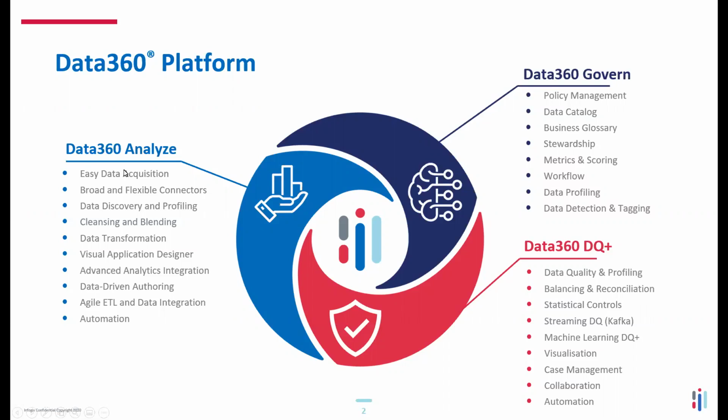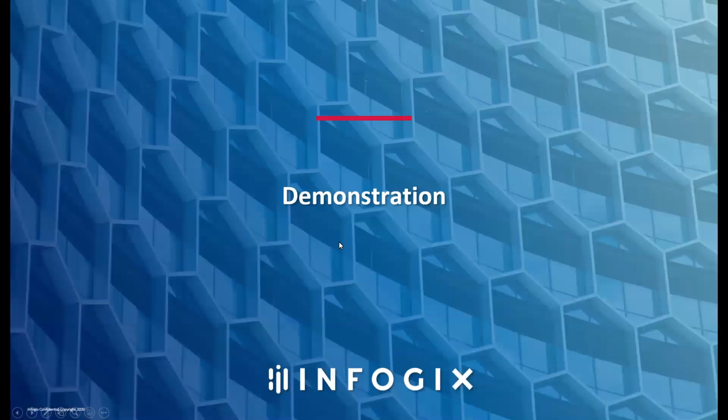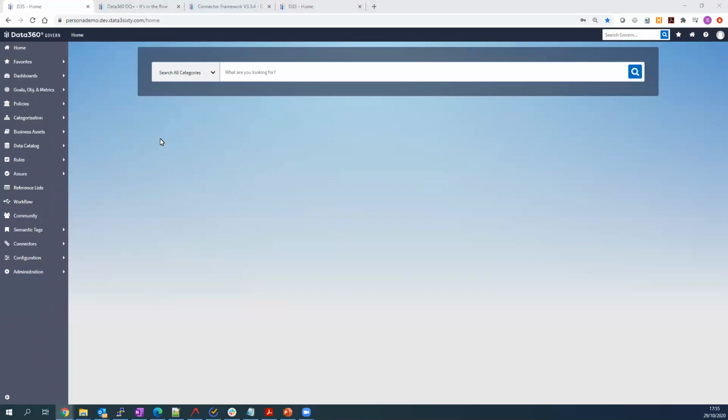Then the third component is the Data360 Analyze component, which allows you to connect and acquire data from a disparate number of sources, perform transformation rules, and really be able to automate all of those creations and allow you to harvest technical metadata for the feeding of your data catalog as well. I'll step straight into the demonstration now.